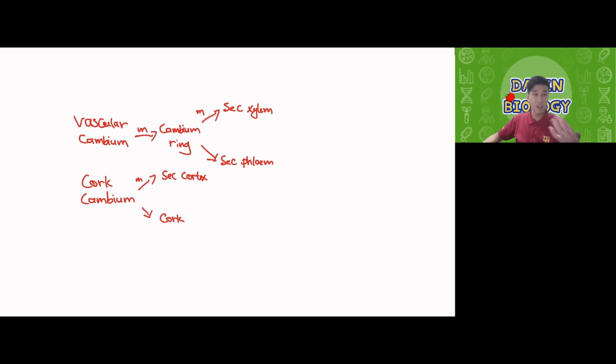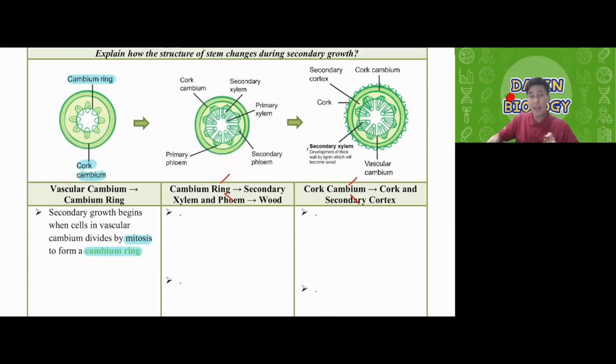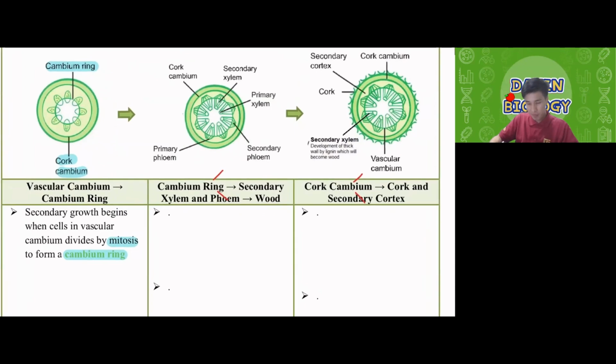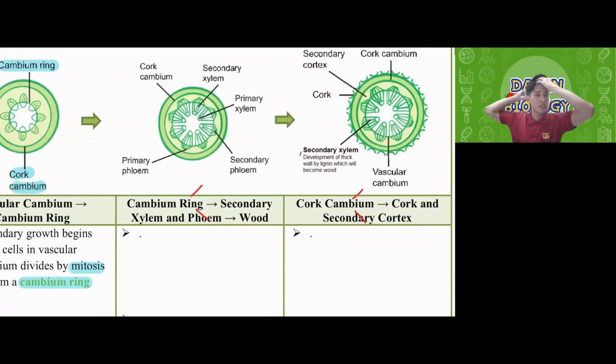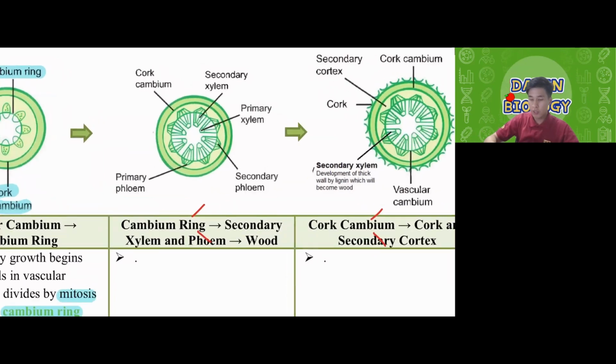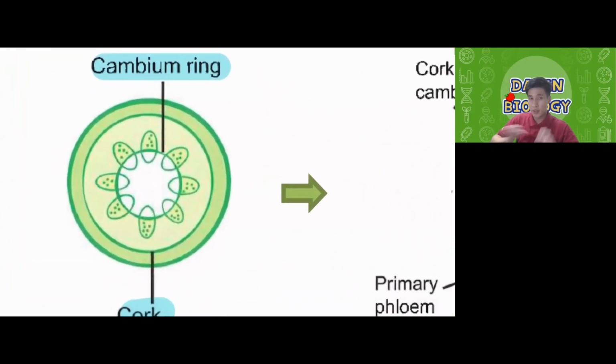By remembering this, you can write 8 to 10 marks. Okay, but how are we going to write it? Like I said, first mitosis forms the cambium ring. Then the cambium ring, as you can see, undergoes mitosis to form inner and outer tissue. Now, before I write it down, I'll make sure you know how to label this. So look at this one first.